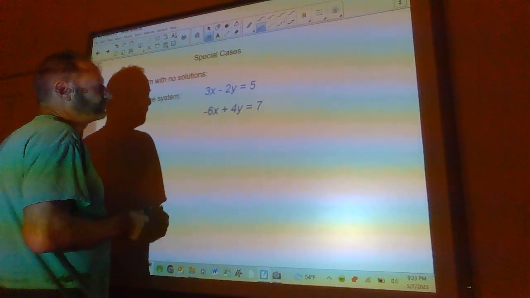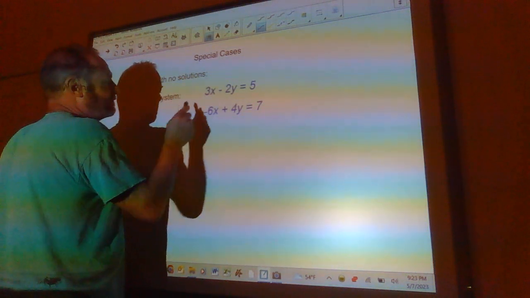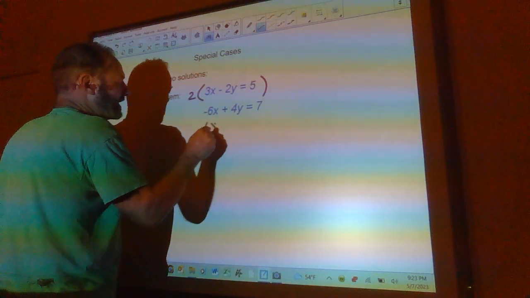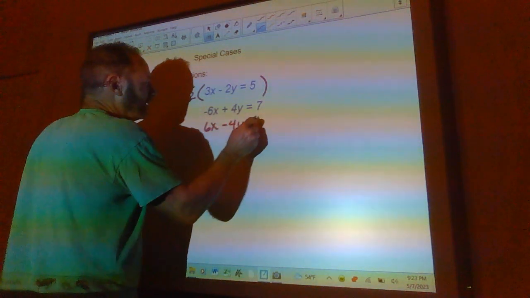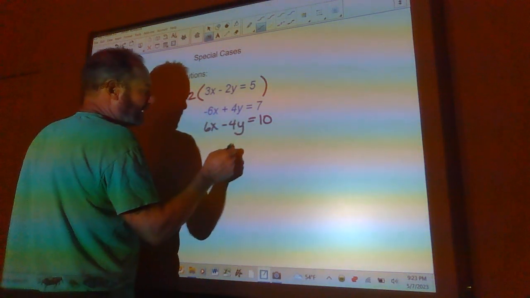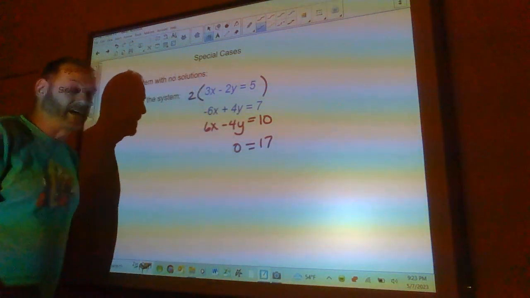So here's the deal. I look at this and I go, I'm probably going to do this by linear combinations. I'm going to multiply this top equation by 2. So that's going to give me 6x minus 4y equals 10. And I combine it here and I get 0 plus 0. So I get 0 equals 17. Well, that's obviously not true.